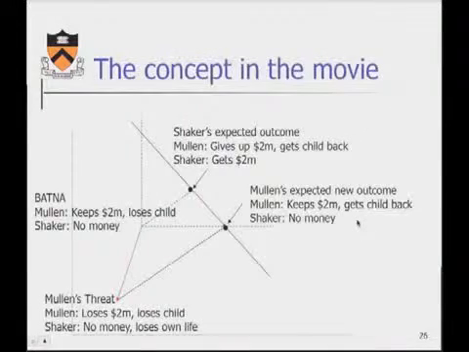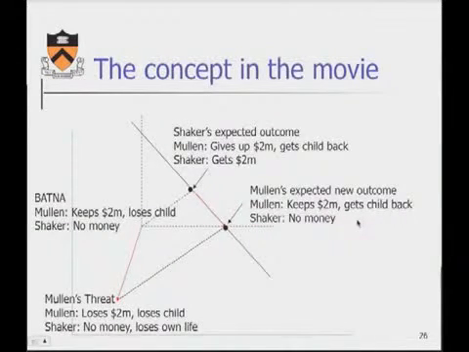How is that working out in the present case? This axis is now Mullen's, Mel Gibson's outcome, and this is Shaker's, Gary Sinise's outcome. If nothing was done, the BATNA, if things failed, would be that Mullen would keep his $2 million, the ransom not paid, but he loses his child, and Shaker, the kidnapper, ends up with no money. That's what happens if negotiations fail and the child is killed.